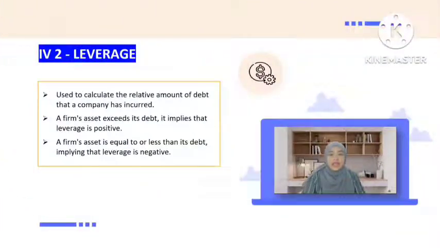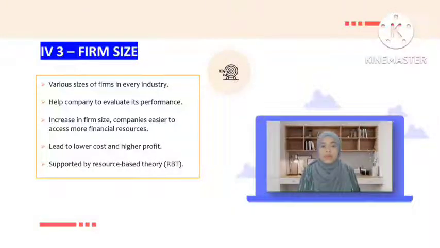For the IV2, leverage is used to calculate the relative amount of debt a company has incurred. If a firm's assets exceed its debt, the leverage is positive, while if a firm's assets are equal to or less than its debts, the leverage is negative. For the IV3, firm size, there are various sizes of firms in every industry, and it helps the company evaluate its performance. As the firm size increases, the company can more easily access financial resources, which can lead to lower cost and higher profit, supported by resource-based theory, or RBT.